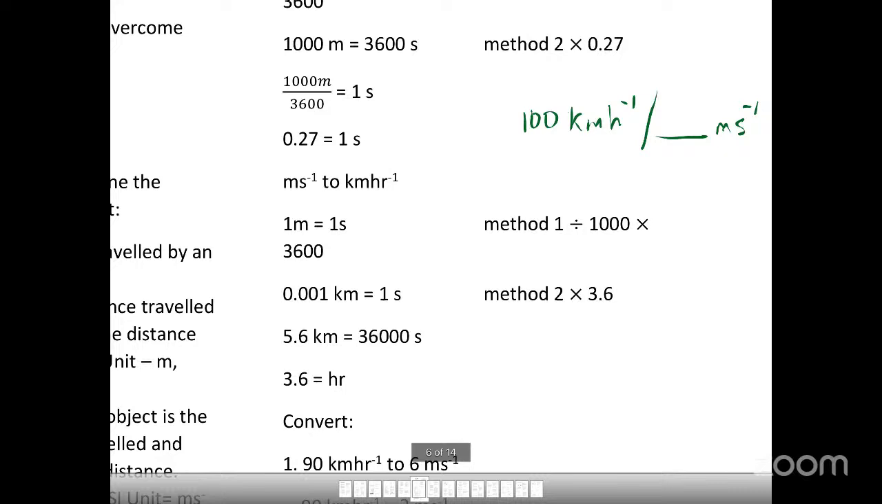What did you get? 27, right? You multiply by 0.27. And the reverse is multiplied by 3.6. Check it and make sure: take 27 and multiply by 3.6 and see what you get. It should get close to 100, right?